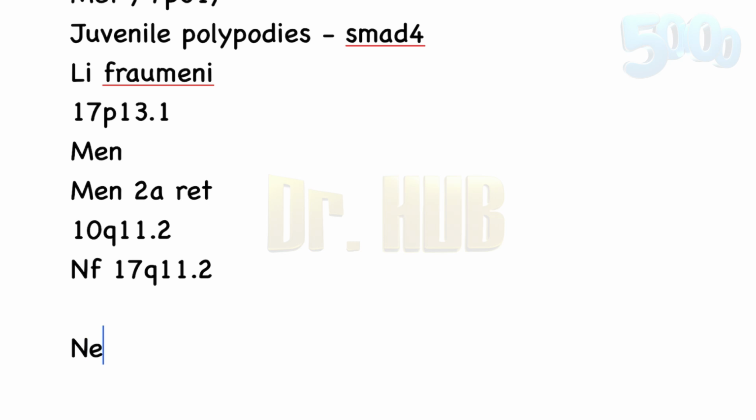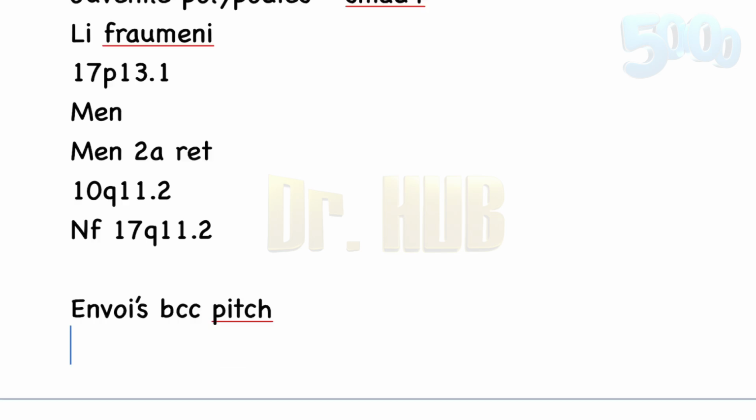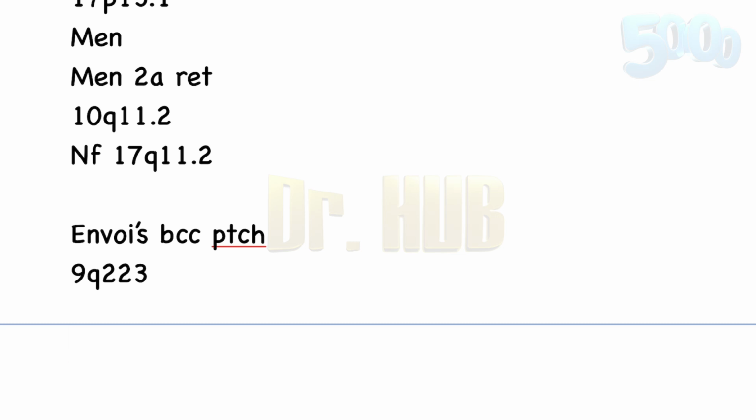Now nevoid basal cell carcinoma, also known as Gorlin syndrome. This involves PTCH. Then what chromosome is involved? 9q22.3 is what is involved.